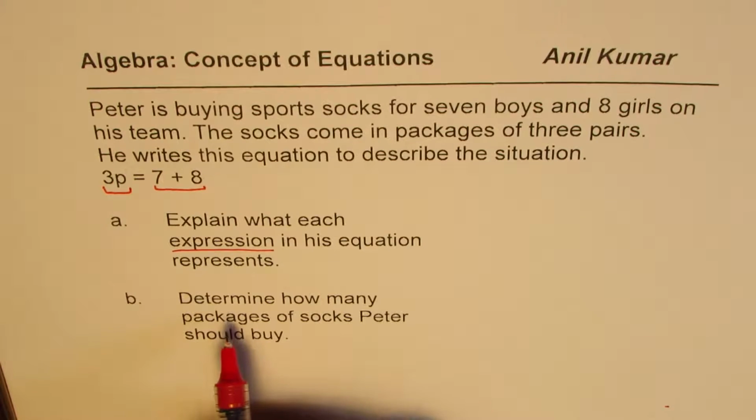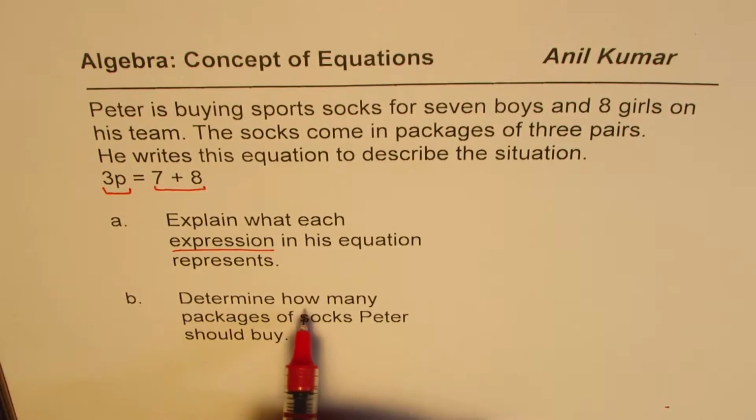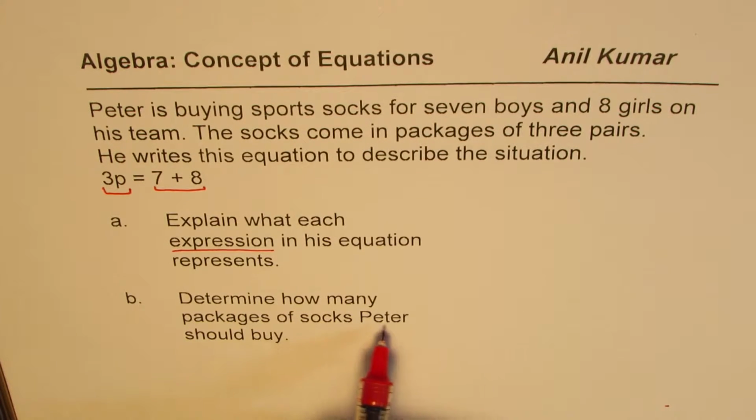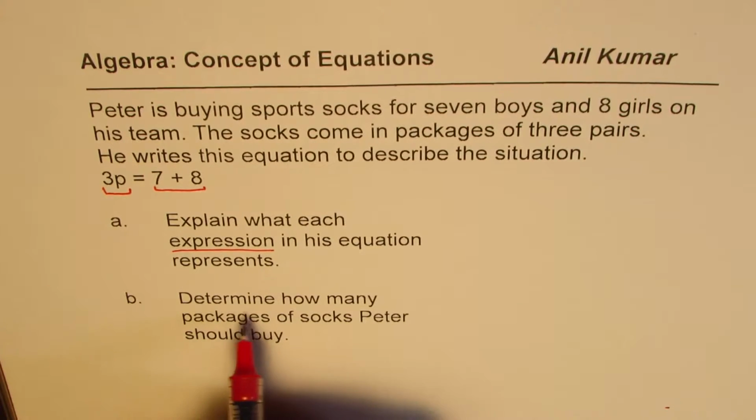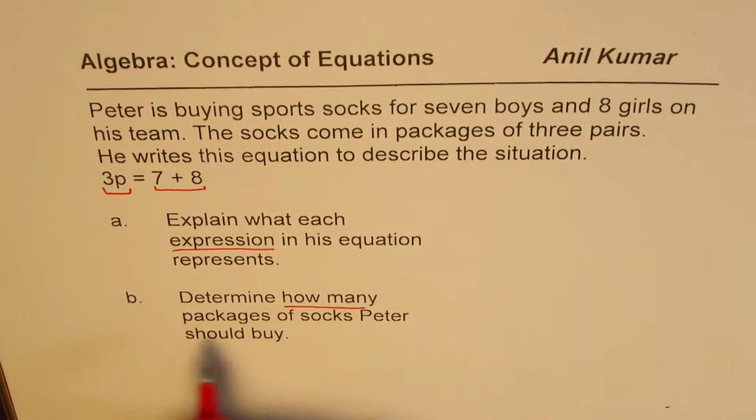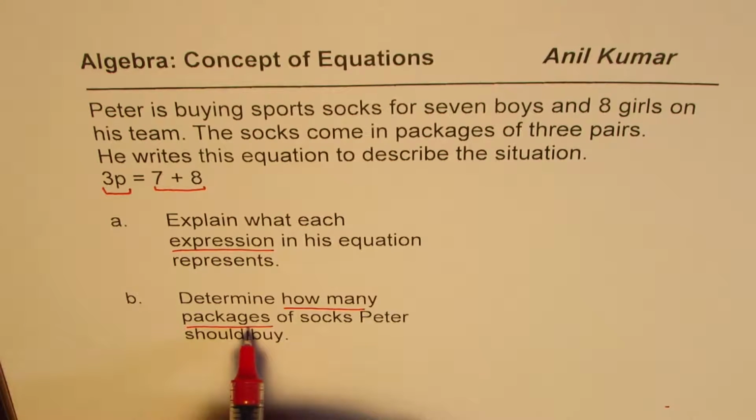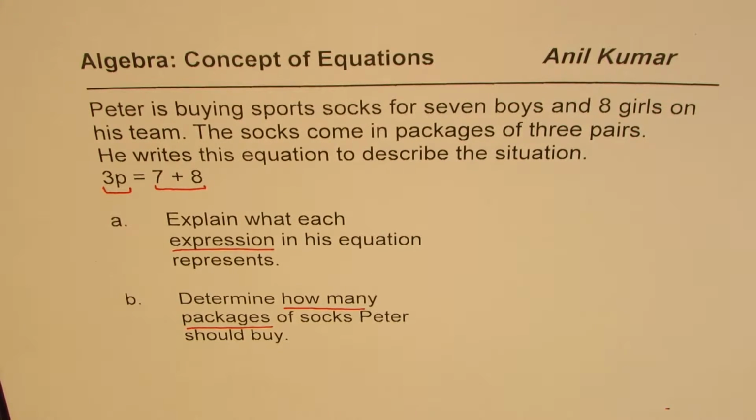Now part B is determine how many packages of socks Peter should buy. The idea of having an equation is to find the solution to the word problem. It says determine how many packages, so how many packages is critical. Ultimately, we want to find the number of packages of socks which Peter should buy, right? That helps us to describe and understand the given equation. So let's get back to the question once again.